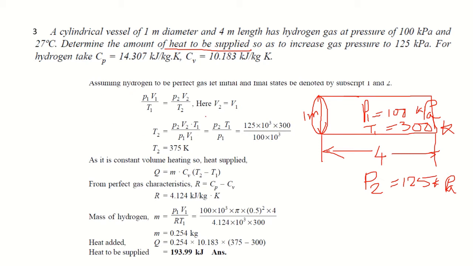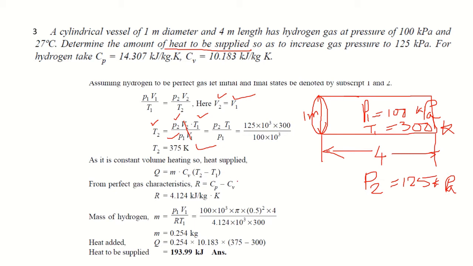So initial volume, final volume remains the same. P1 V1 by T1 equal to P2 V2 by T2. Temperature T2, P2 is known. T2 equals T1 P2 by P1, since V2 equals V1. So you'll get T2. It is constant volume. Q is equal to m Cv, T2 minus T1.